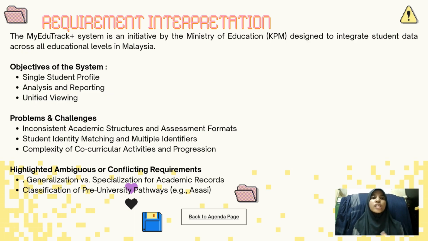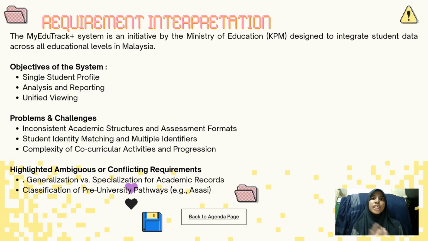Number two, student identity matching and multiple identifiers. In the school system, MyKad is the main identifier. However, for secondary level like SPM, students use candidate number and school ID. Once they enter university, they are assigned a completely different student ID, so a single student can have multiple records across various systems, leading to high data fragmentation and duplicate profiles.